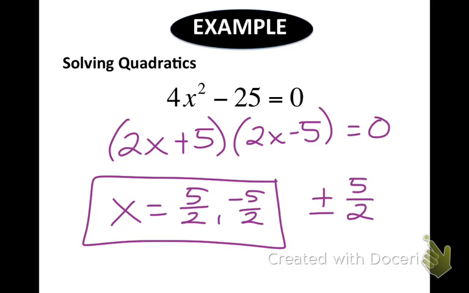Okay. I got a question. Why is it 5/2? Because to solve this equation, you would add 5 to both sides. Then you get 2x equals 5, divided by 2. Oh yeah. Okay.